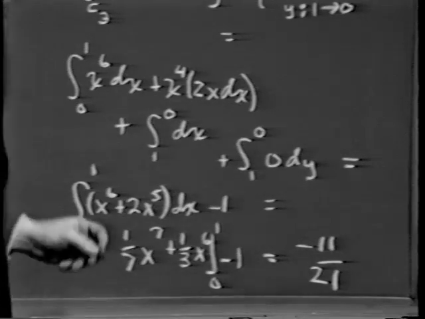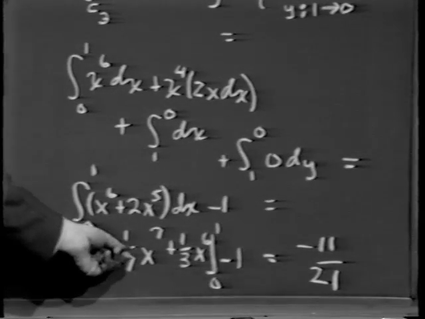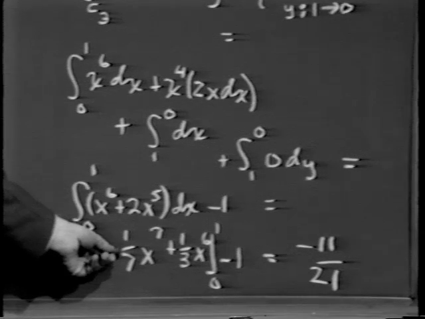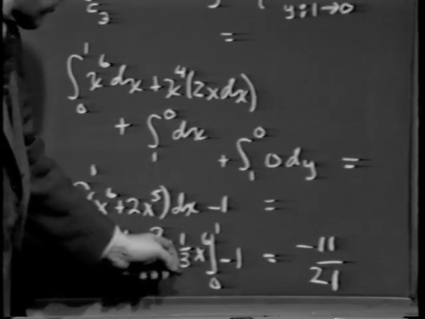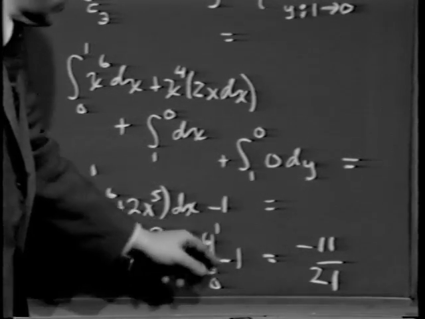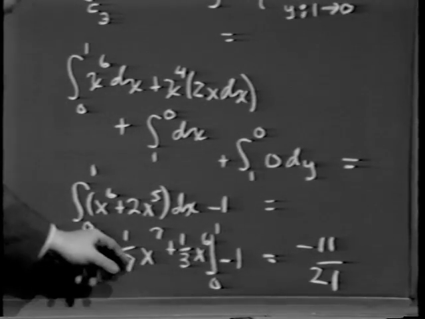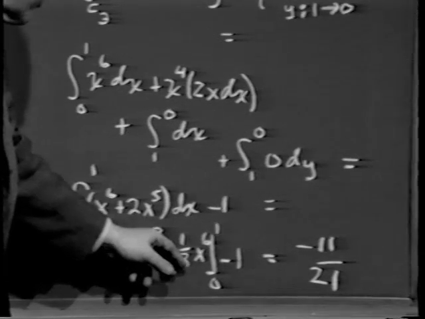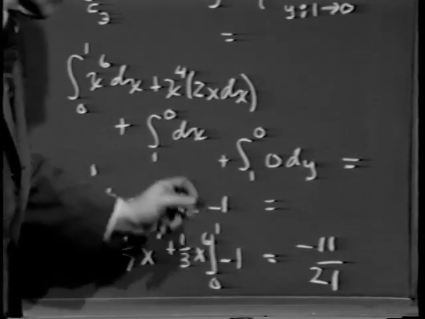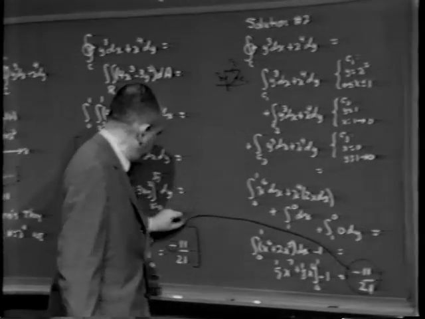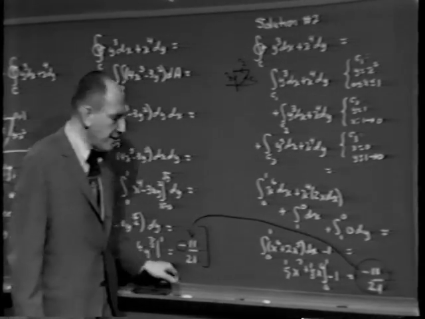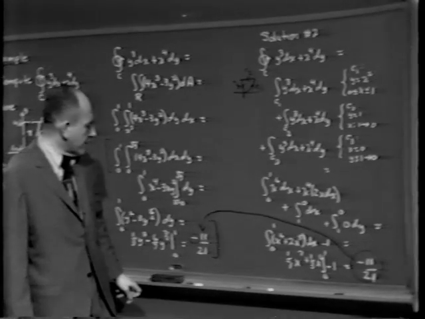The third is 0, so my line integral along the closed curve C is 1/7 x to the 7th plus 1/3 x to the 6th, evaluated between 0 and 1, minus 1. This comes out to be a 7th plus a 3rd, which is 10/21. Minus 1 makes this minus 11/21. And hopefully that checks with the answer that we got by the previous method.